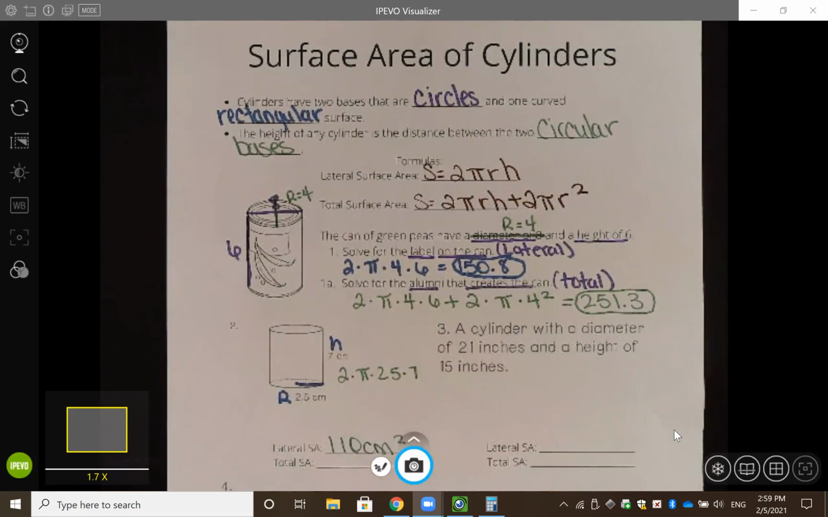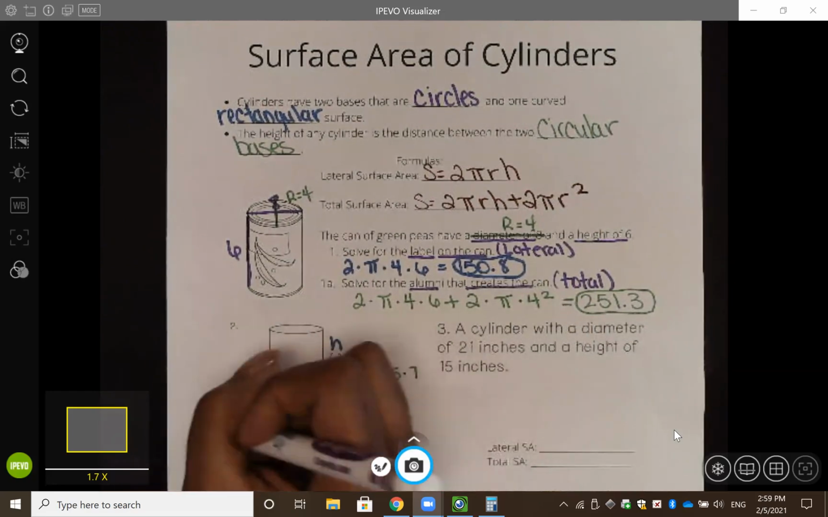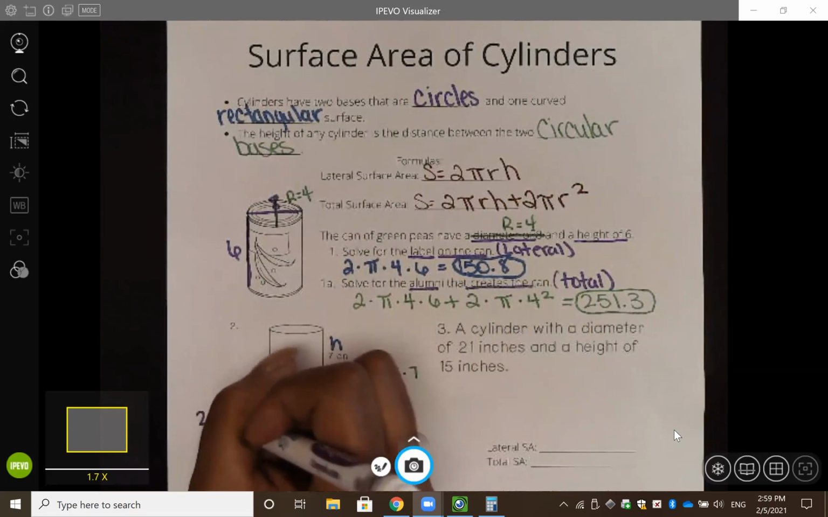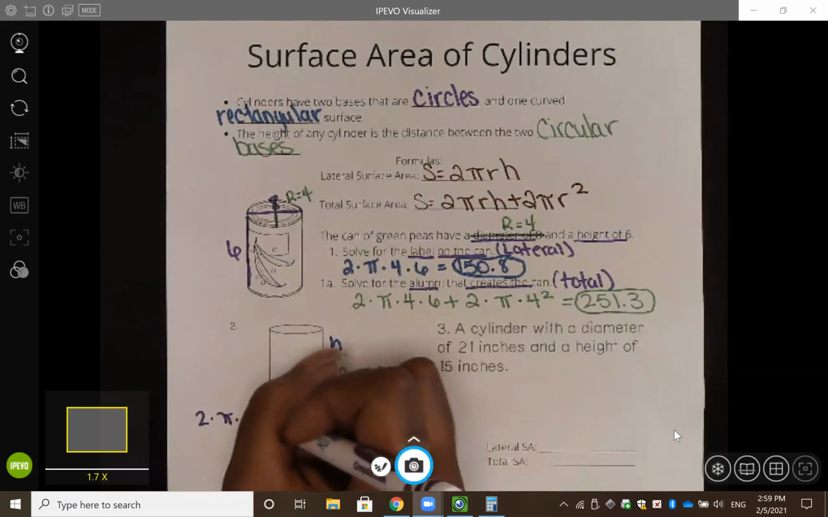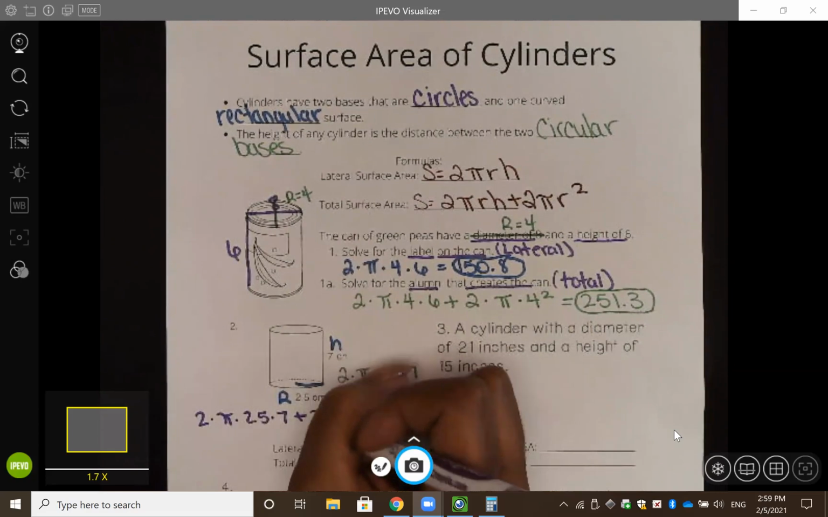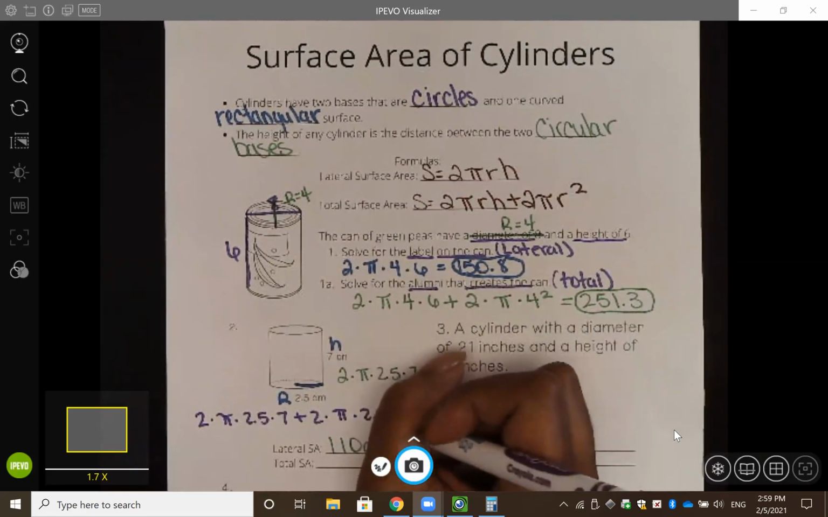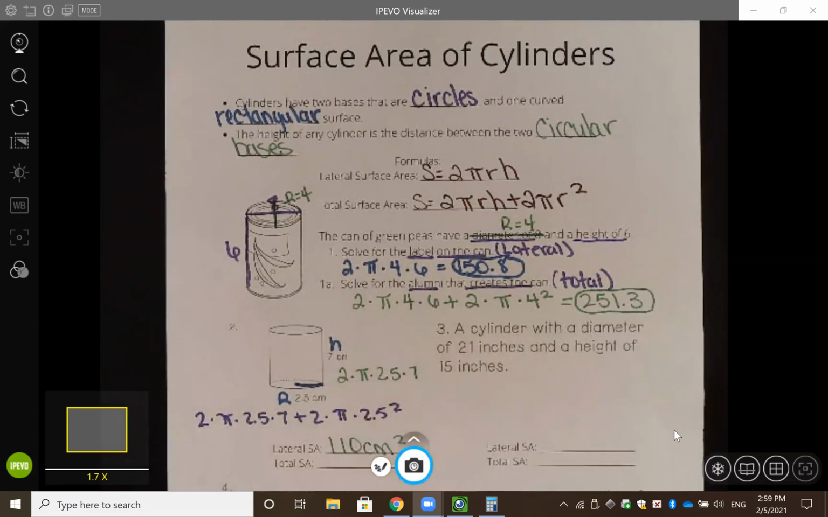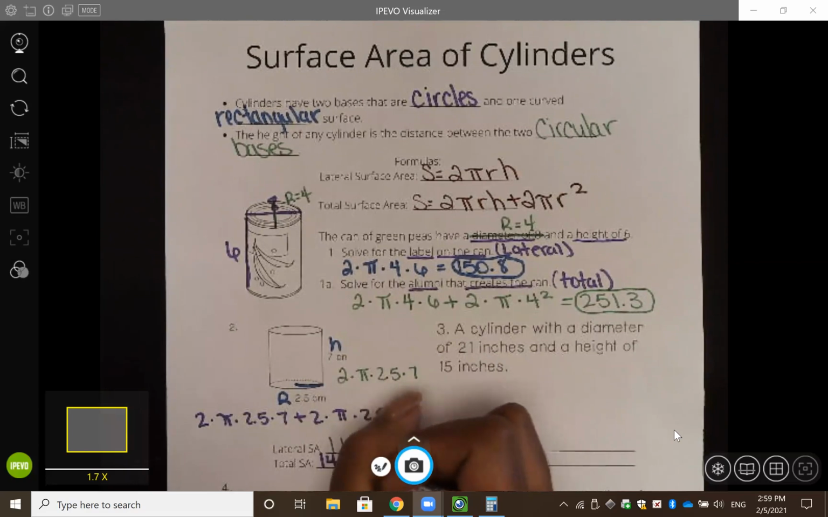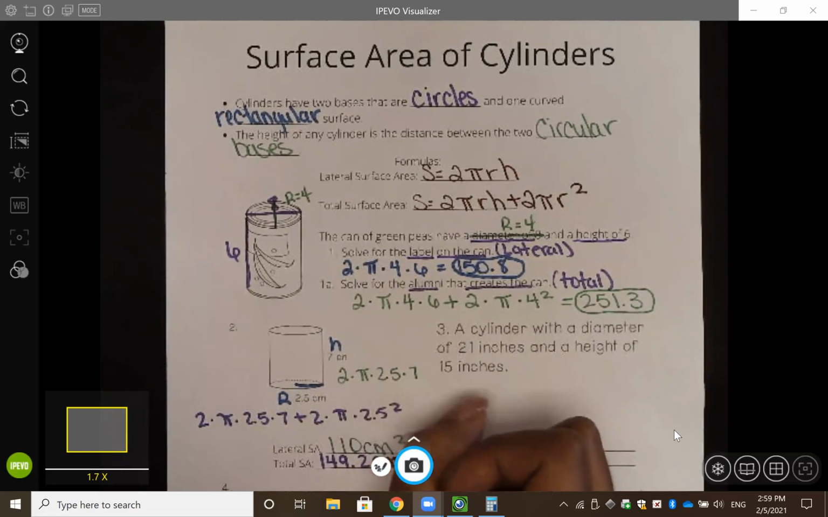And then my total surface area is going to be 2 times pi times 2.5 times 7 plus 2 times pi times 2.5 squared. And that is 149.2 centimeters squared.